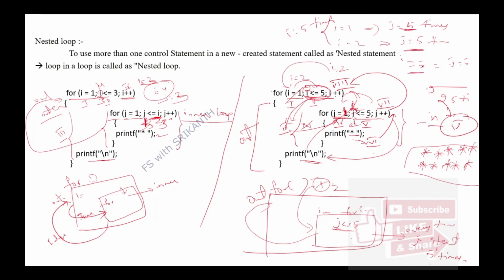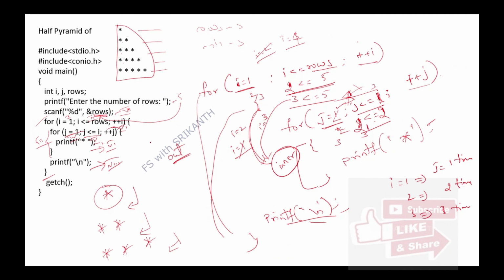Just observe in the previous example. But here the condition depends on the rows and the j value: j less than or equal to i. For that reason, the inner loop will be repeatedly executed based on the condition only.